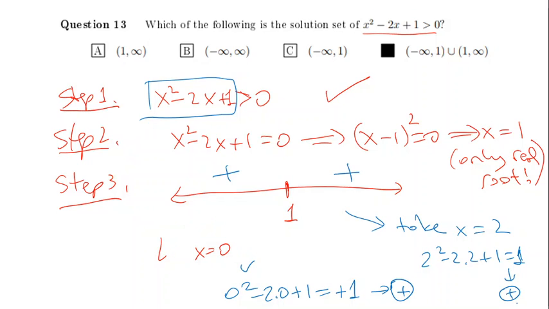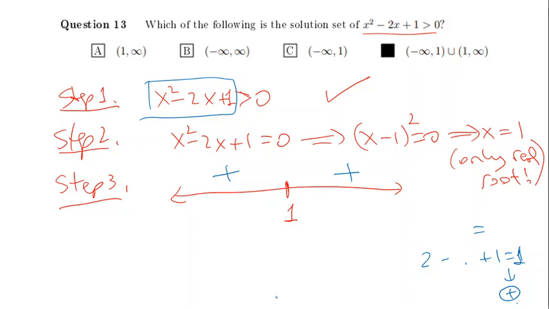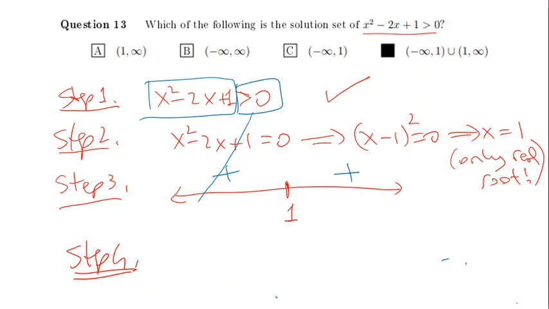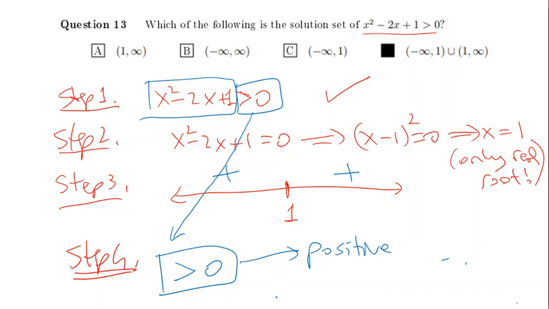Now we finished the real line, and the next thing we have to do is write the solution set. Step 4. When writing the solution set, you have to check the inequality sign. It says bigger than 0, so it means positive intervals are wanted, and there is no equal sign here, so roots are not included.